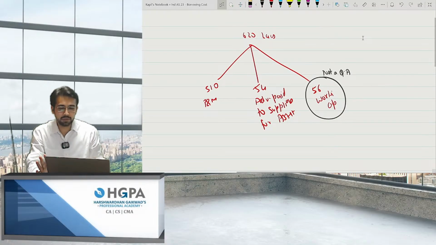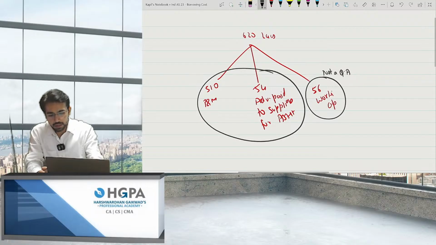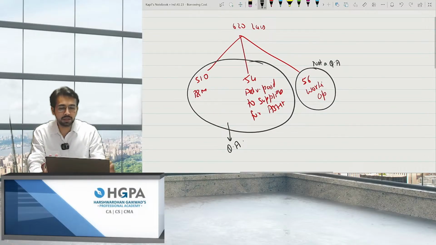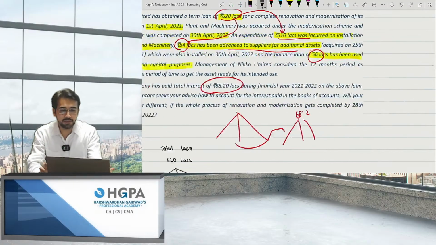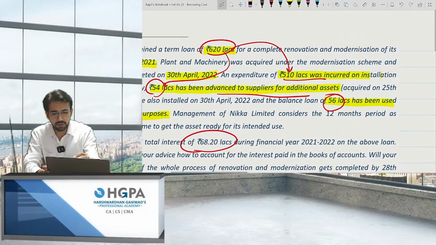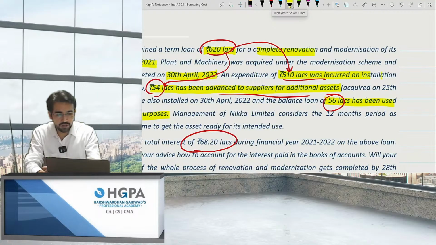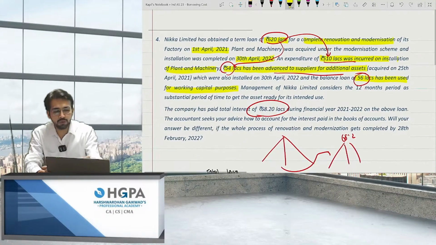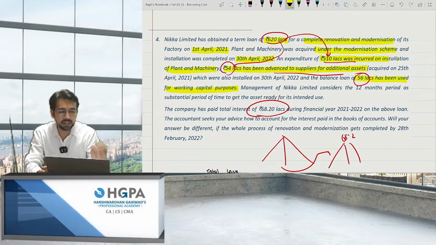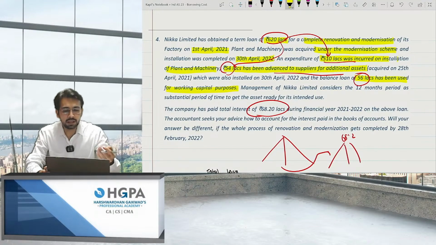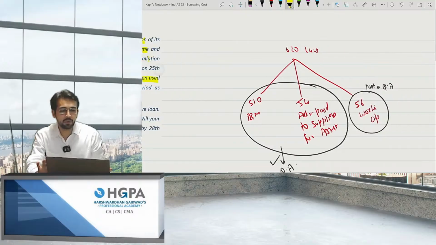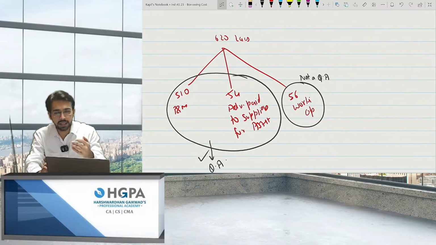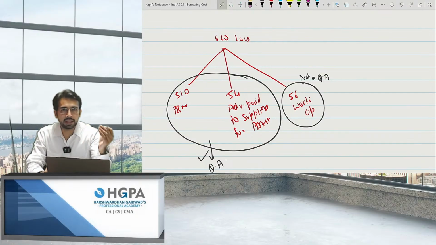Now comes the question, these two amounts, are they qualifying assets? I assumed, yes, they are qualifying. Now you will say, sir, why did you assume this? Because in the first line, they have given complete renovation and modernization, and the plant was acquired under the modernization scheme. Because I need to renovate, I have acquired a plant. And that's why I can say I can capitalize the amount of plant and machinery on that itself.